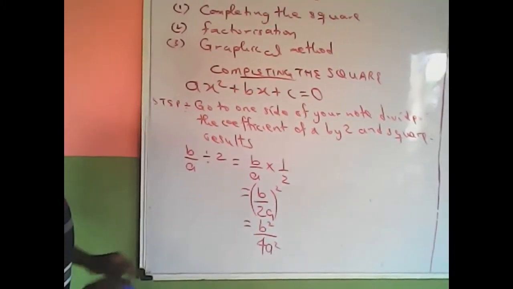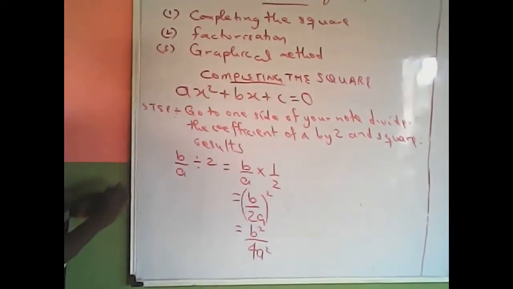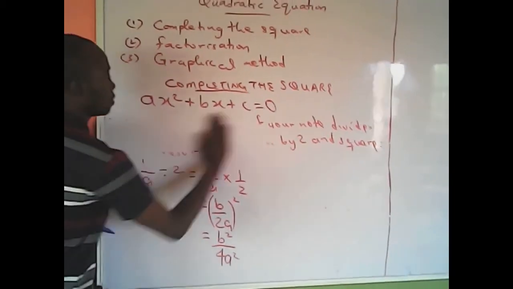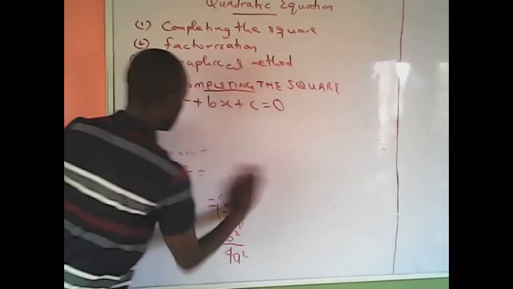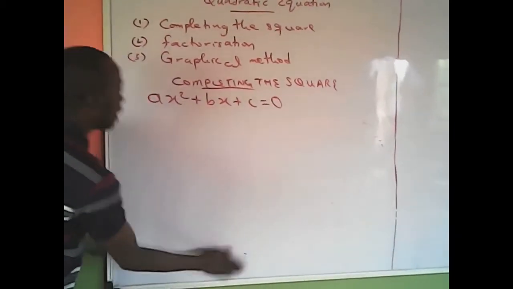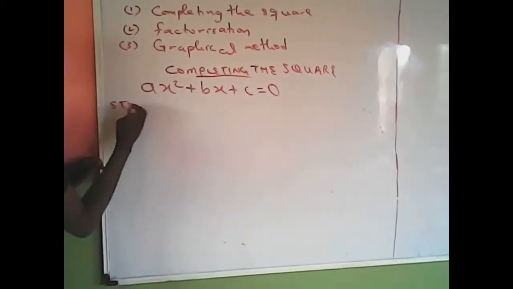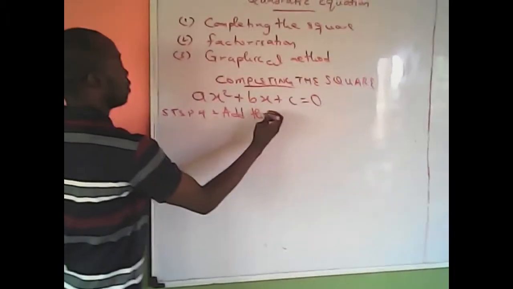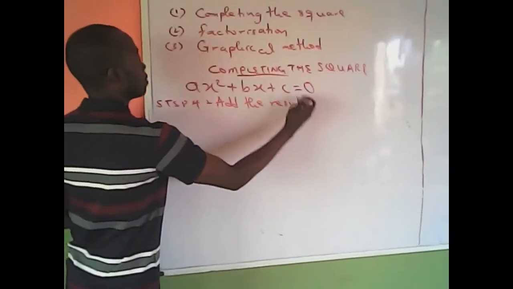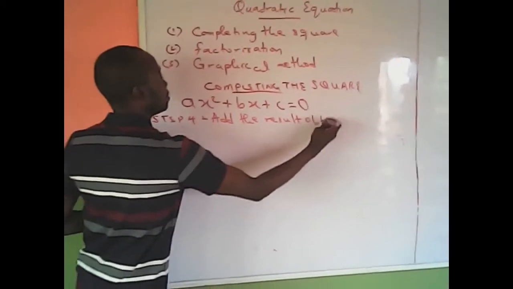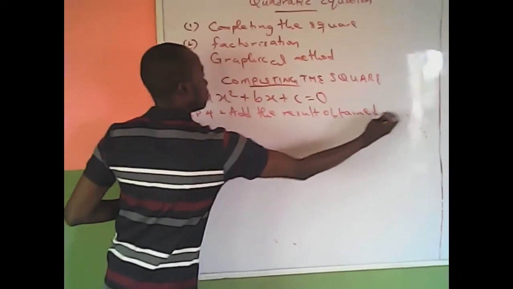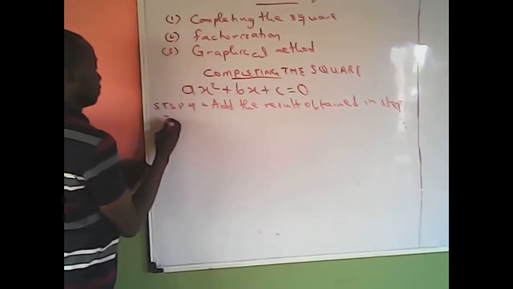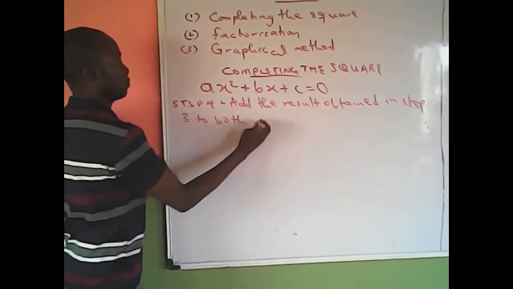Now, having done that, we go to the next step, which is step 4. Step 4 says add the result obtained in step 3 to both sides of the equation.